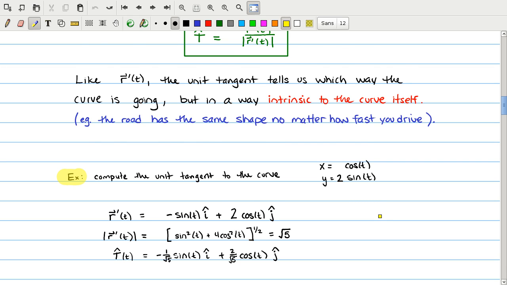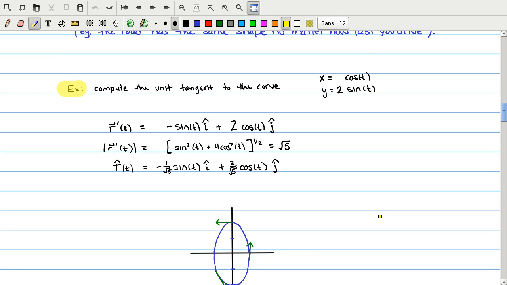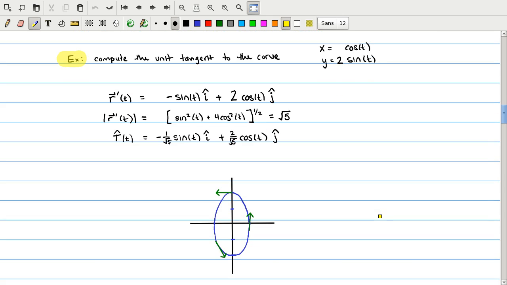So for example, let's do our first example. Let's take a curve. Here's a parametric curve, x equals cosine t, y equals 2 sine t, and let's compute the unit tangent of that curve. We have the ordinary tangent, r prime of t, given by this simple formula. We just differentiate x and y component by component. So the derivative of cosine is negative sine, the derivative of sine is cosine, and so we get negative sine and 2 cosine of t.